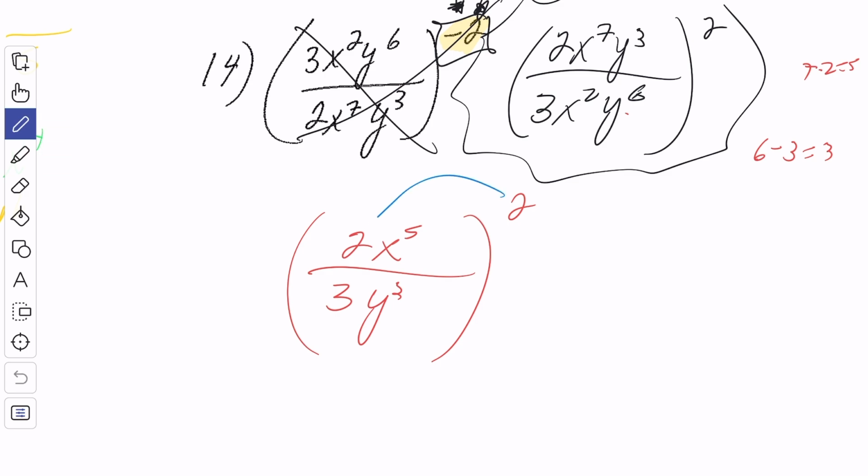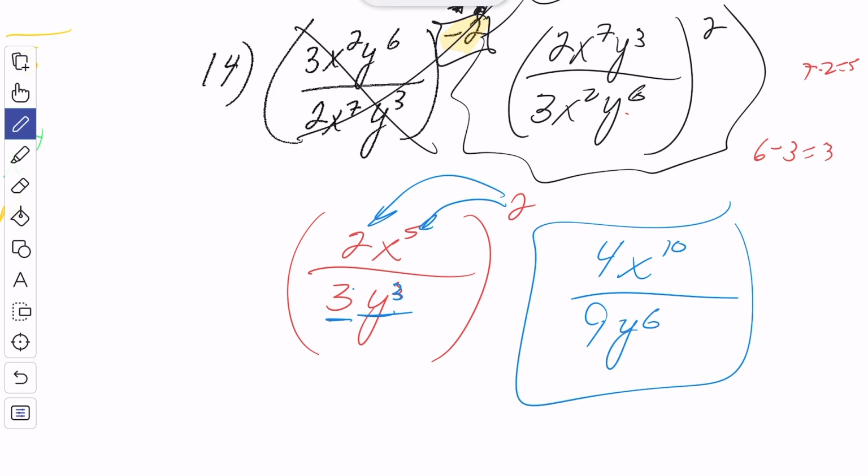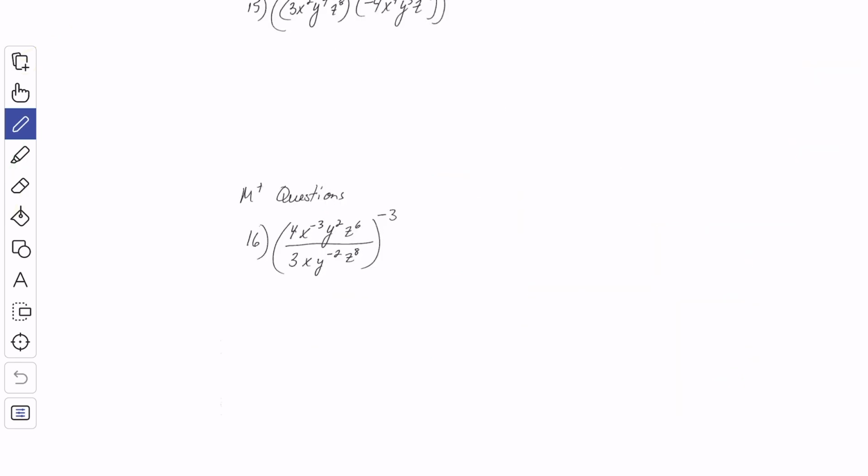So 2 squared is 4. Our rule of power to a power is we multiply, so x to the 10th. 3 squared is then going to give me 9. And our rule of power to a power we multiply, so 3 times 2 is 6. So it'll be y to the 6th power. Okay, just a couple more questions and then we'll be done with this.